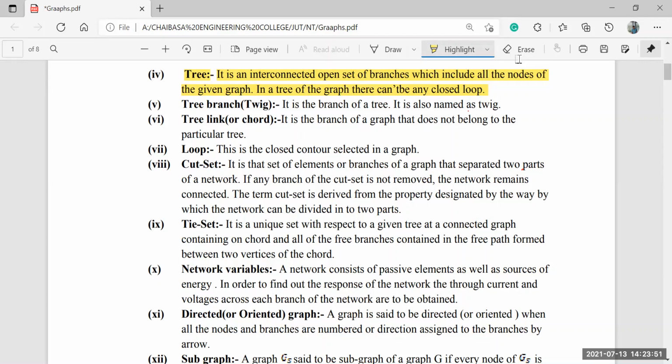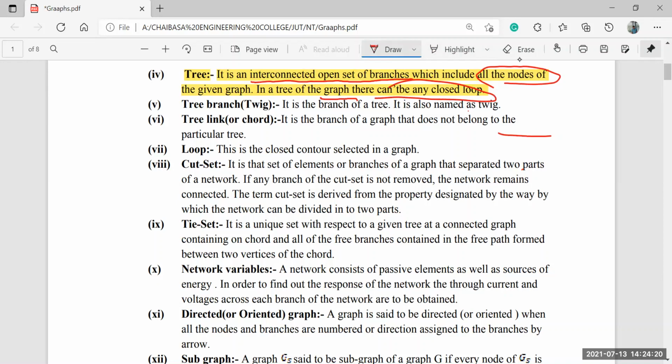The very first thing is that it is an interconnected open set. This is the major thing we have to remember. It's an interconnected open set of branches which include all the nodes of a given graph. In a tree, there can't be any closed loop.